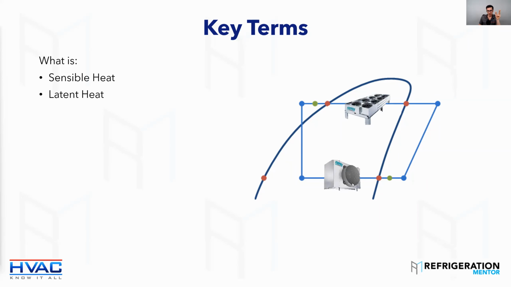So anywhere outside the thumbprint, out here, right along all these places I showed you guys earlier, is sensible heat. Latent heat is anything inside the thumbprint, because that's where your saturated conditions are.